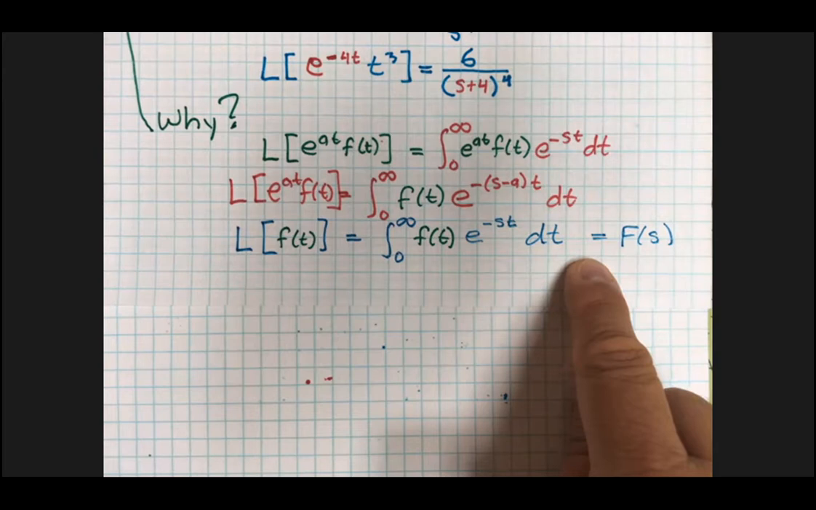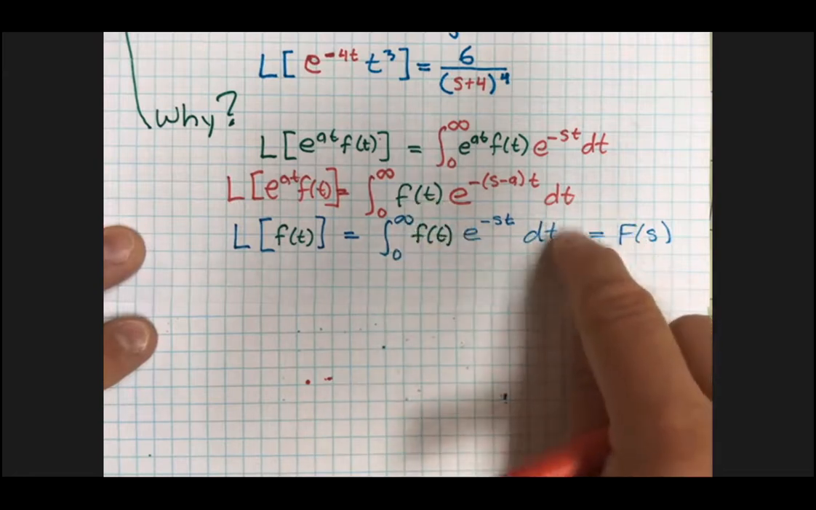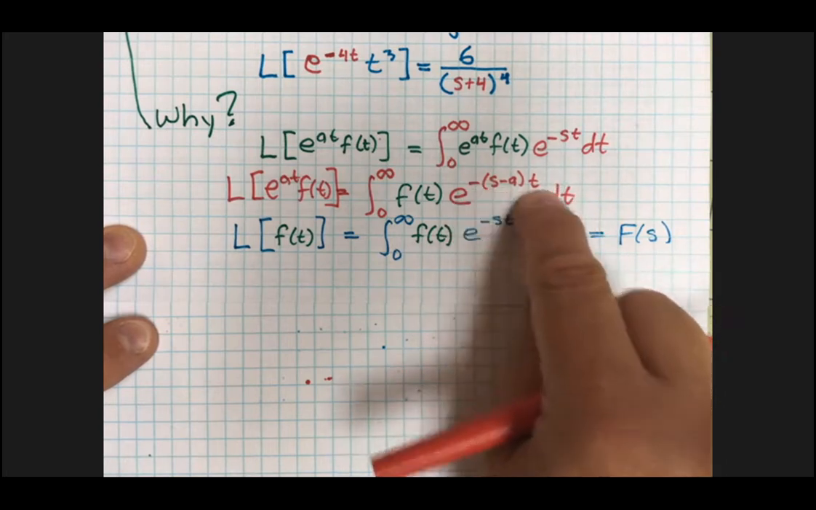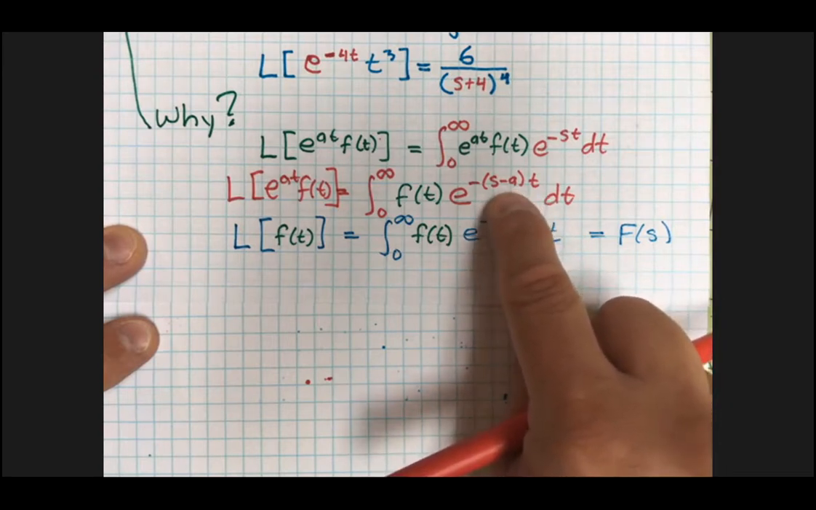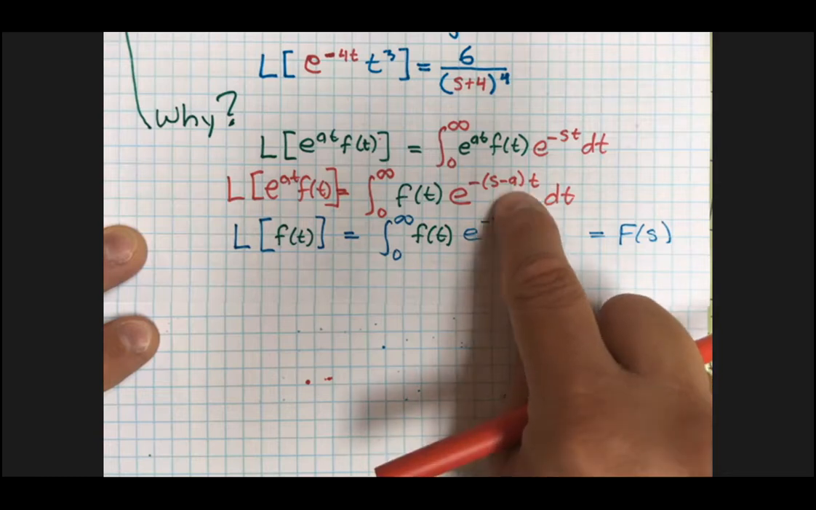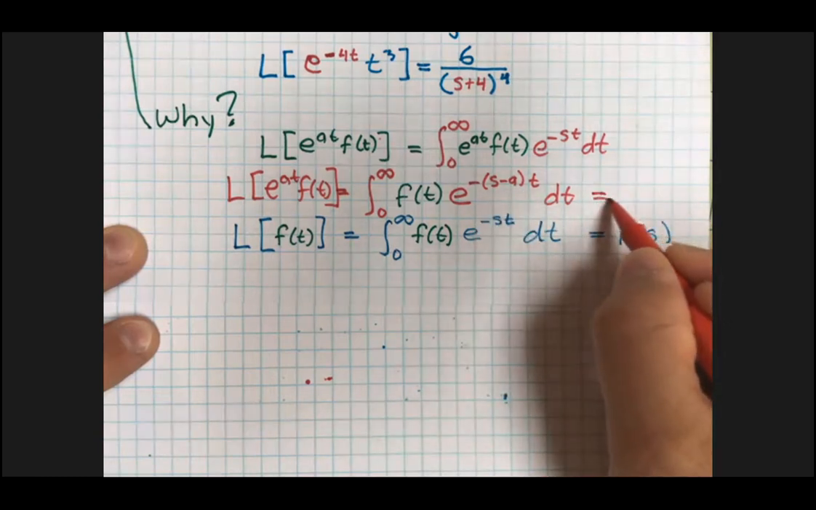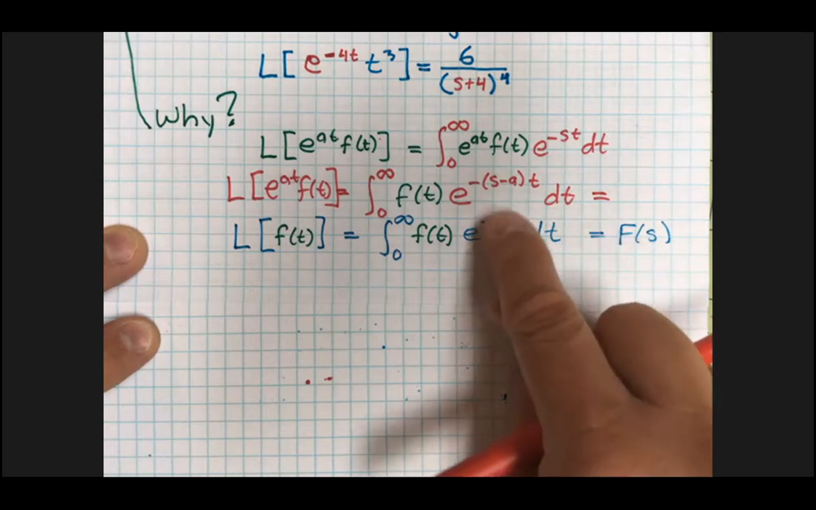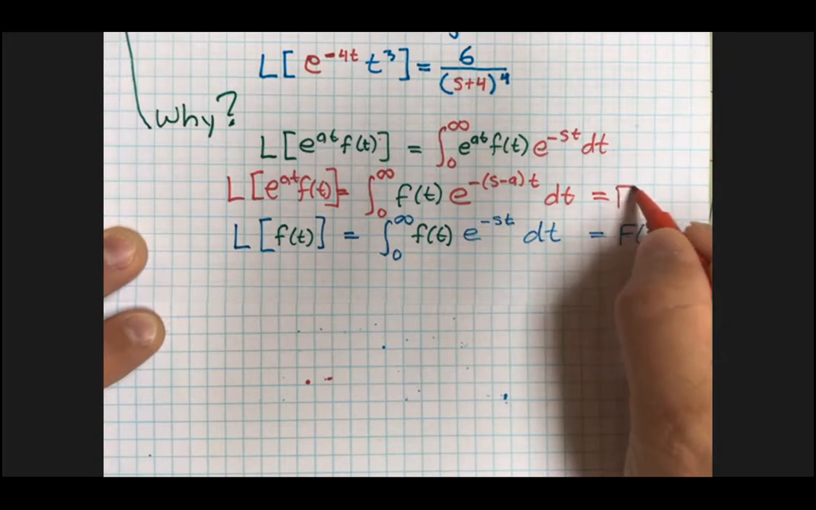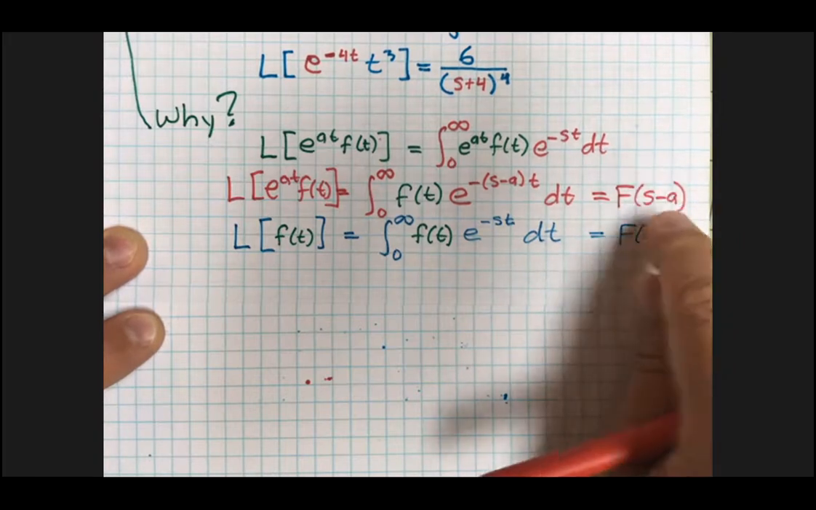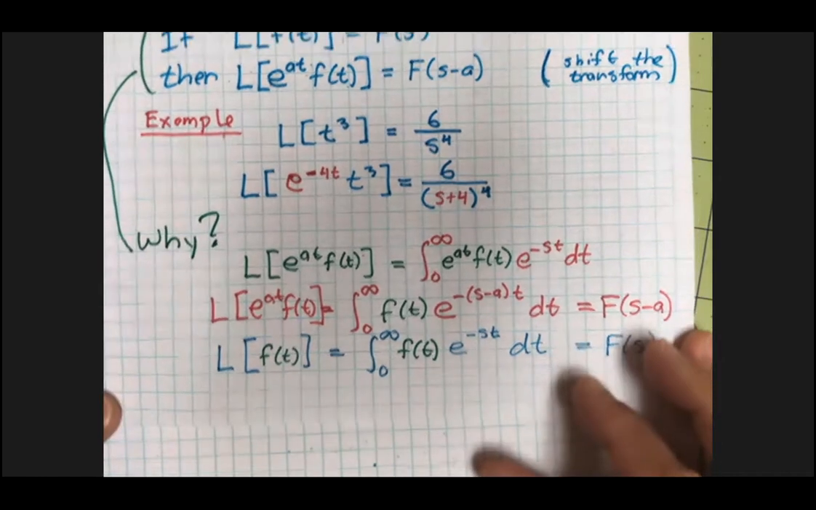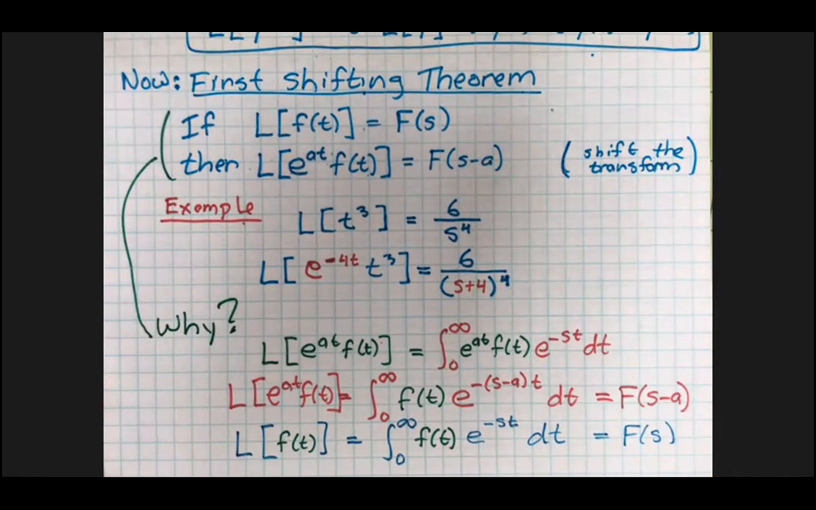It is exactly the same stroke for stroke, except at one place. 0 to infinity, f of t, dt, e to the minus st, e to the minus (s minus a)t. You see, the only difference is that in this case, the s has been replaced by s minus a. That literally means that whatever function comes out here, all I have to do is replace the s by s minus a. That's literally the same transform shifted. And now we've proven the first shifting theorem.